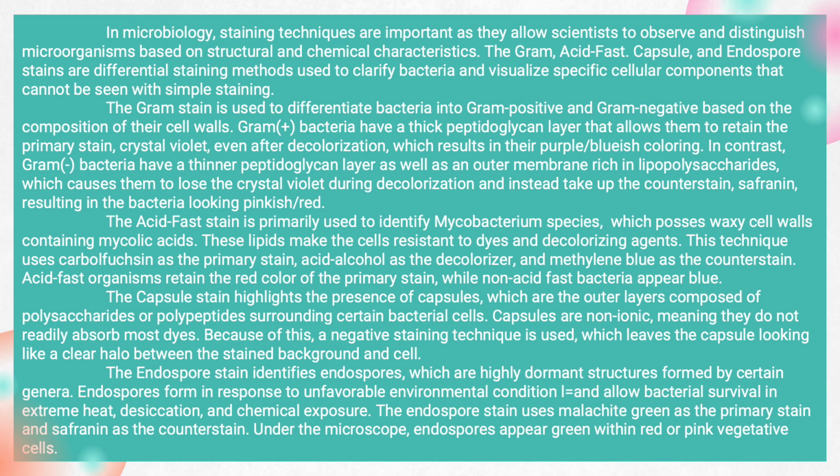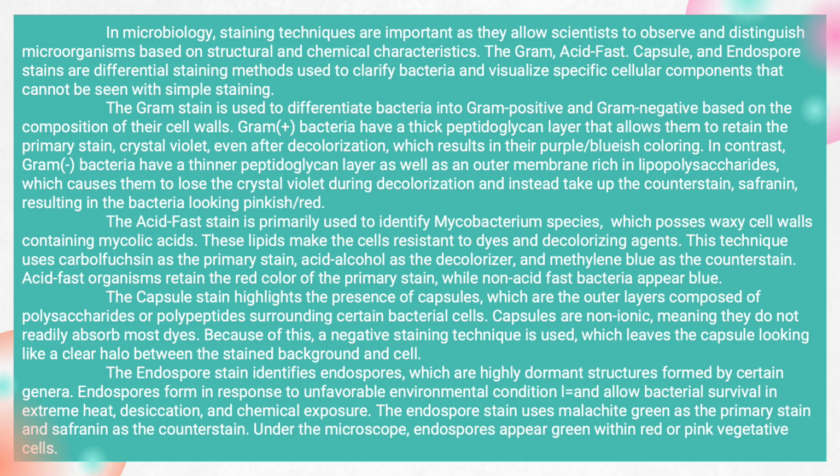In microbiology, staining techniques are important as they allow scientists to observe and distinguish microorganisms based on structural and chemical characteristics. The gram, acid-fast, capsule, and endospore stains are differential staining methods used to clarify bacteria and visualize specific cellular components that cannot be seen with simple staining. The gram stain is used to differentiate bacteria into gram-positive and gram-negative, based on the composition of their cell walls. Gram-positive bacteria have a thick peptidoglycan layer that allows them to retain the primary stain, crystal violet, even after decolorization. This results in their purple or bluish coloring.